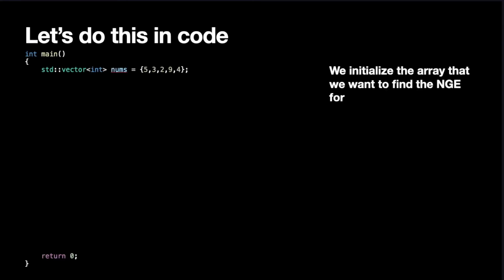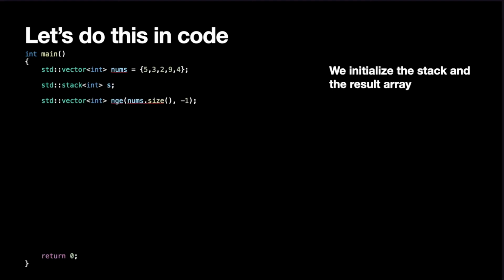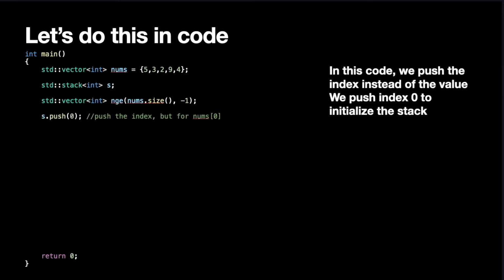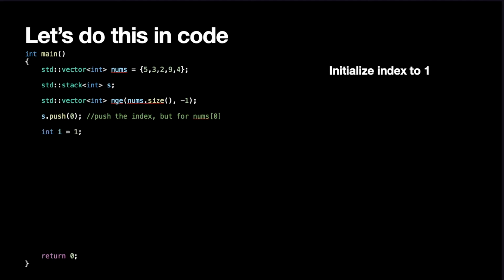We can try to do this in code. We want to initialize the array that we want to find the next greater elements for. We initialize the stack and the result array. In this code, we push the index instead of the value. So at first we push 0, which is index 0, onto the stack. Then we initialize the index to 1. And we want to read until the end of the nums array.